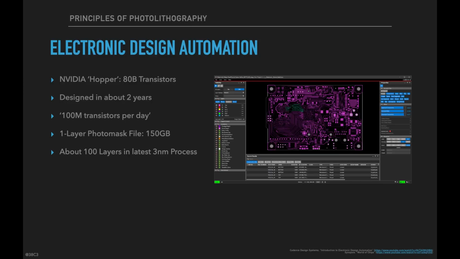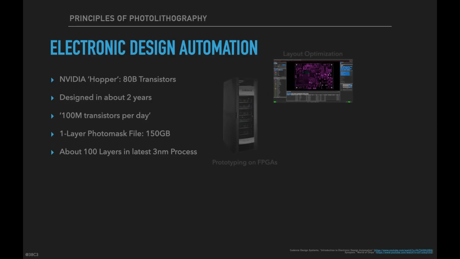And just one layer of this photomask file finally has about 150 gigabytes in size, and you need 100 of these layers. And it's not just the photomask design itself, but once you have your design, you have to prototype it before you print it in the silicon. So you have rooms full of FPGA racks where you implement your design to test it in reality.